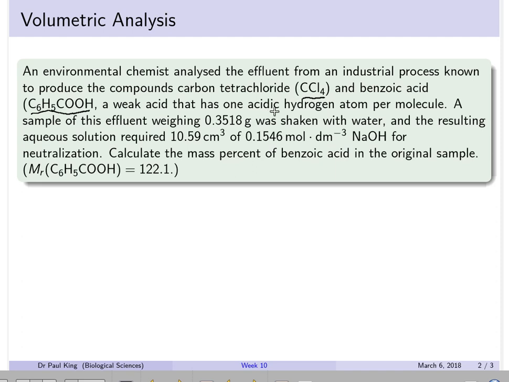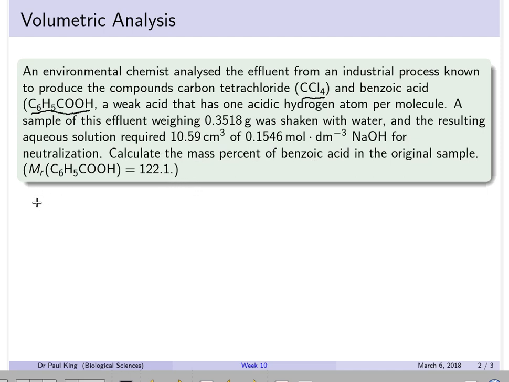So this process of shaking the effluent with water is simply to extract all the benzoic acid present in the sample of the effluent to create an aqueous solution of it. Once we have the aqueous solution, we can then titrate it in the normal way with sodium hydroxide to work out how much benzoic acid is present. What we're asked to do is to calculate the mass percent of benzoic acid in the original sample.